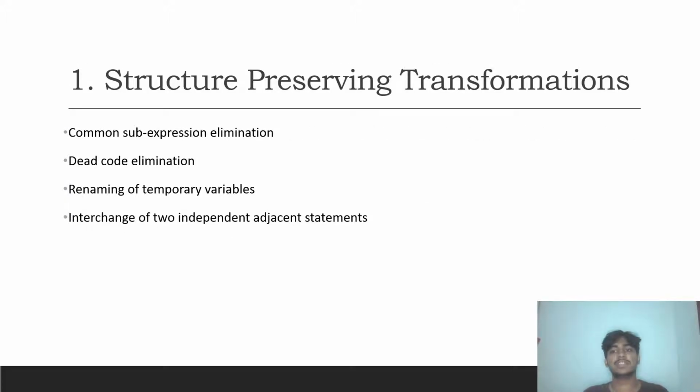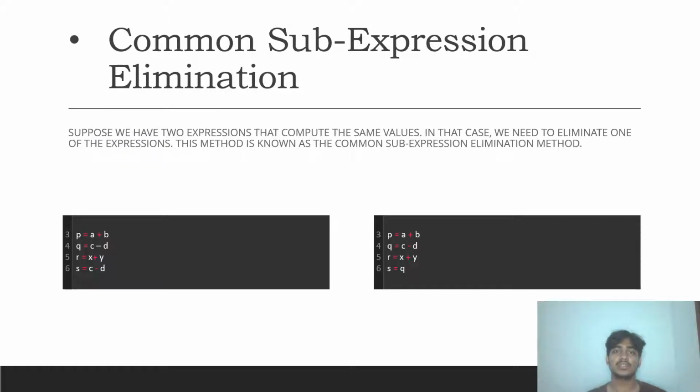So in structure preserving transformations, we have four types of algorithms, which are common sub-expression elimination, dead code elimination, renaming of temporary variables, and interchange of two independent adjacent statements. To discuss them, first common sub-expression elimination. In this example right here, we have four statements, right? P equal to A plus B, Q equal to C plus D, R equal to X plus Y, S equal to C minus D. So we have four expressions right here.